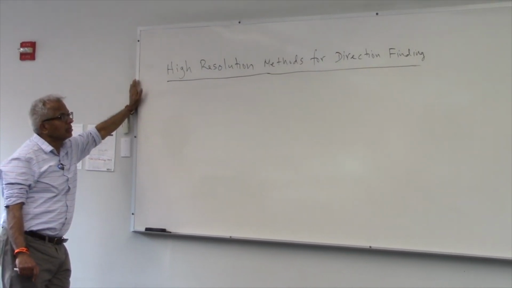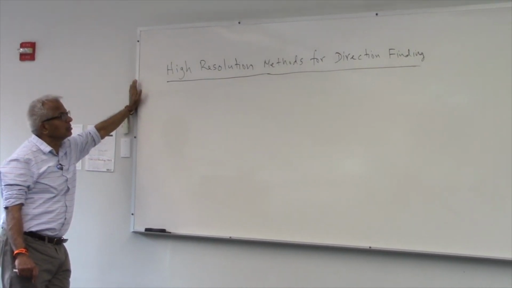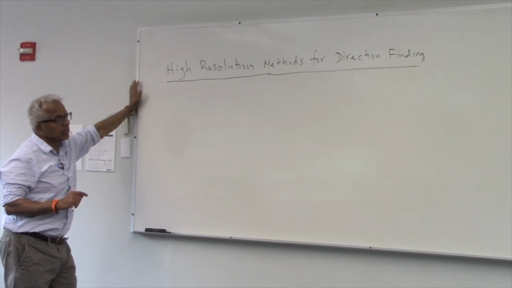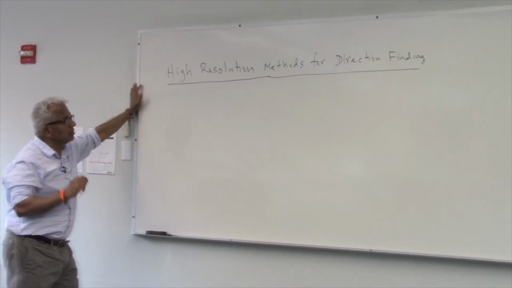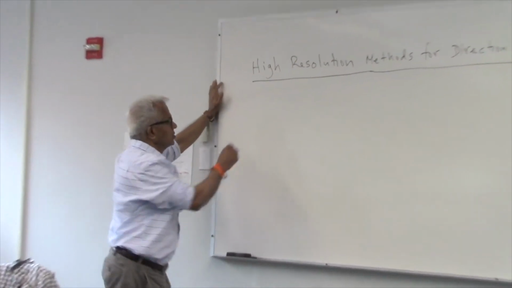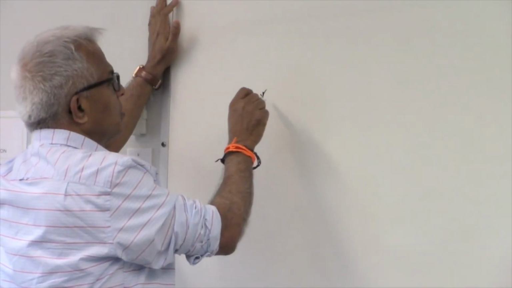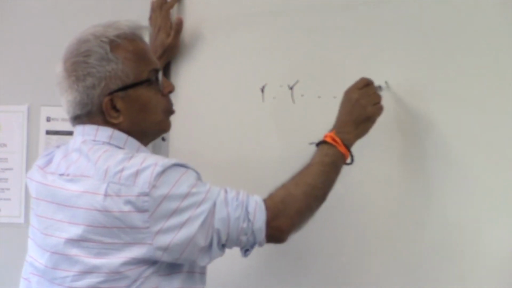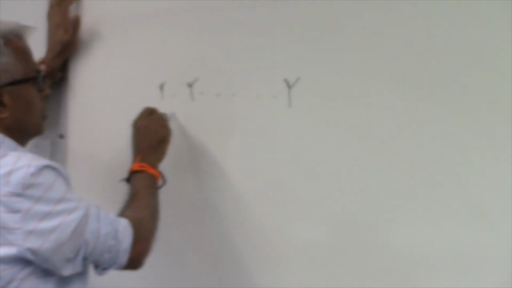So we will look into some of the algorithms on direction finding, which give super resolution or high resolution. So to start with, we have an array. That means spatially distributed sensors. So this is exploiting spatial diversity, right?